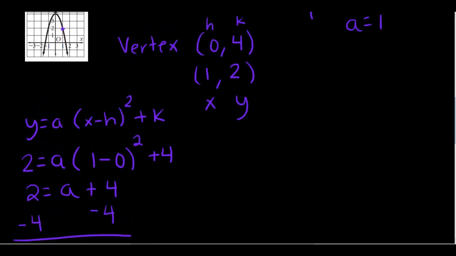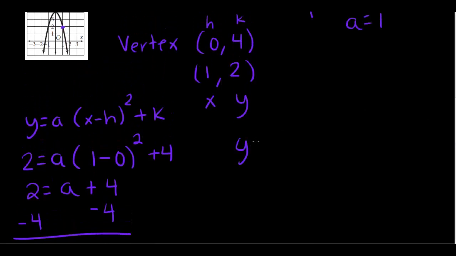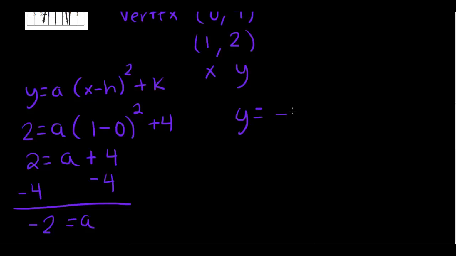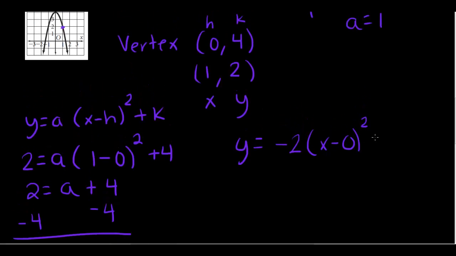So then I can just write the equation. I already know where the vertex is. So it's going to be y equals the value of a, which is -2, so -2, x minus 0 squared, because the value of h is 0, plus 4, because that is the value of k. So that's going to give me y equals -2, x minus 0 is going to be x squared, plus 4. And that is the equation of the parabola.